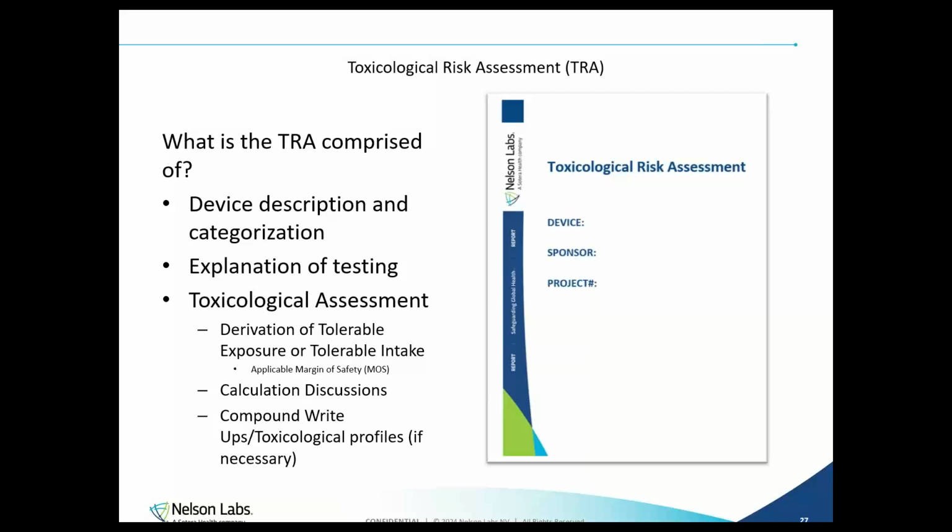A lot of behind-the-scenes work goes on here. This is where the chemistry report may undergo grouping, so that like compounds are summed together for a total exposure to the patient. From this, we also derive various tolerable exposure or tolerable intake values and provide a margin of safety. We then have a short calculation discussion so it can be seen how each value was derived. Additionally, if there are various compounds that are known to have adverse toxicological effects, further information or some sort of risk mitigation may be needed.